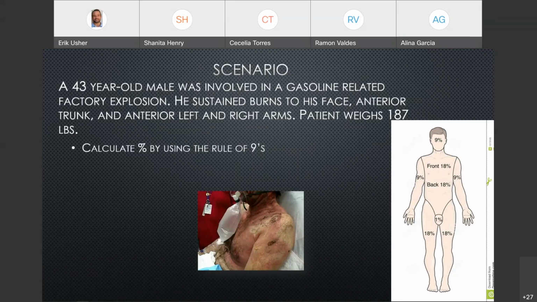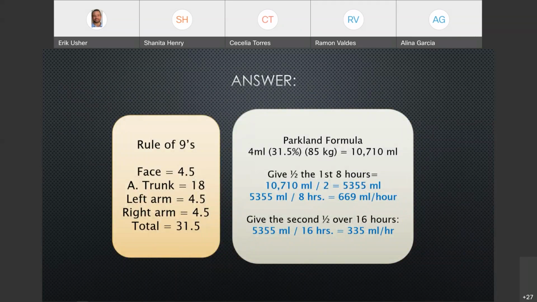What's the BSA using the rule of nines? We'll calculate that up. And then what do we do for his fluid? Again, this is a great question. So here, let's pick it apart. 4.5, 18, 4.5, 4.5. So 31.5% times 4 times 85 kilograms.